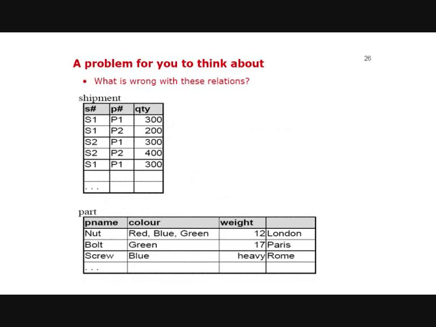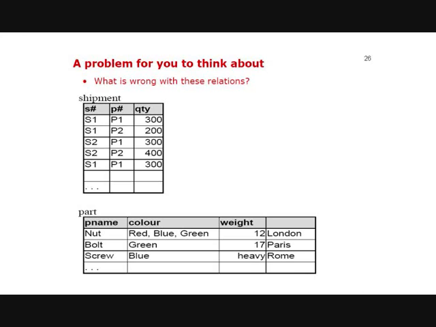So this is a problem for you before we have a break. What is wrong with those relations? So the first one, is that an okay relation or not? No, because? Exactly. There is a tuple that is repeated there. There is an S1P1 300. So the tuples are not unique. So that cannot be a relation, because we don't have uniqueness of tuples. Therefore, that is incorrect.